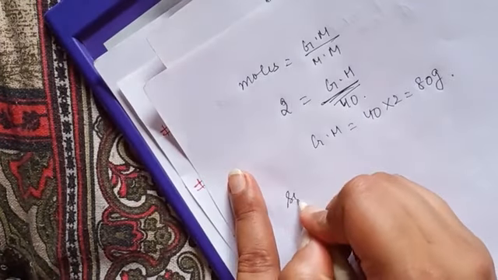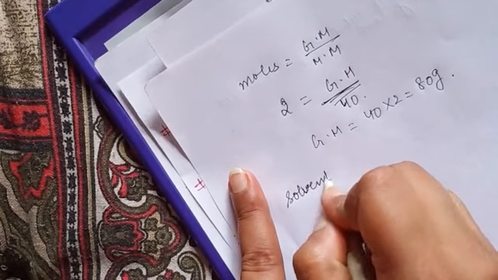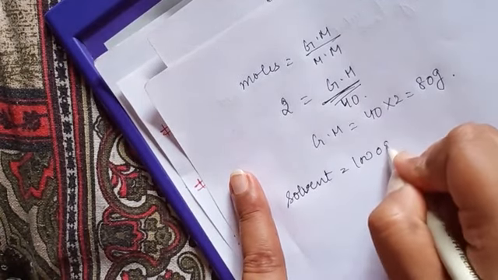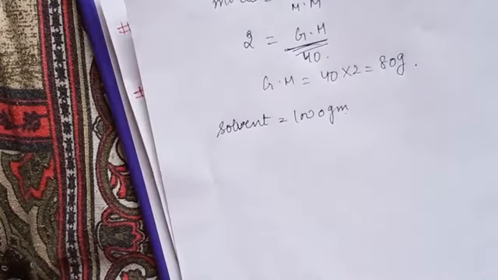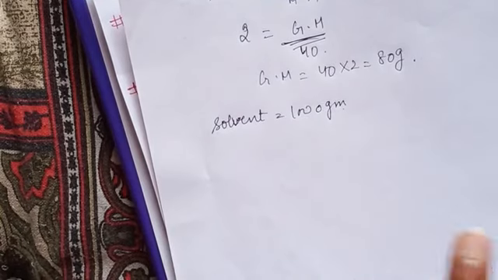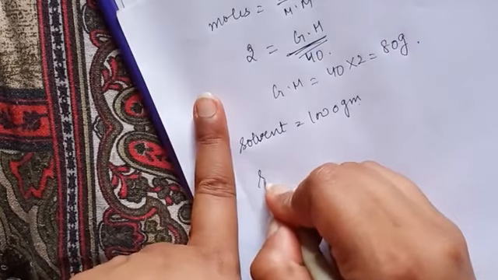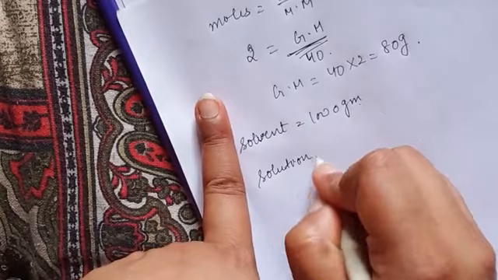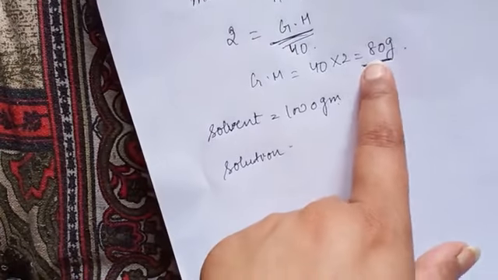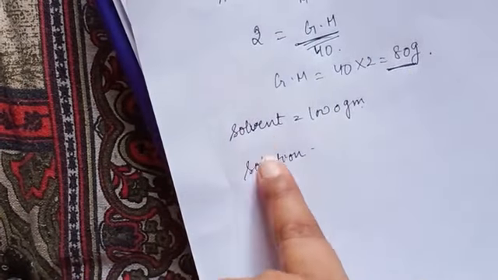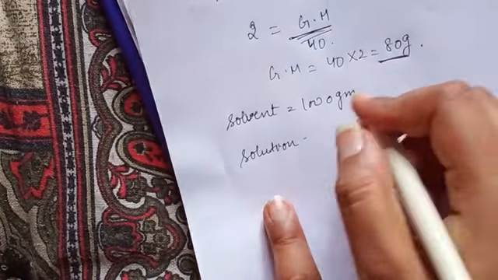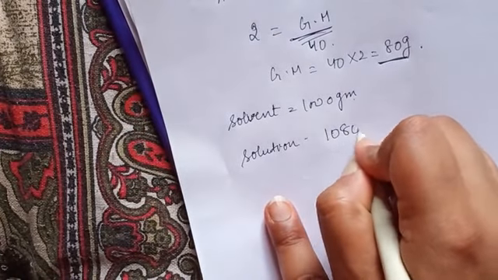Now the solvent mass was 1000 gram, as 2 molal means 2 moles in 1000 gram of the solvent. What will the mass of the solution be? We have found the mass of the solute, NaOH, and we already knew the solvent mass, so the mass of the solution is 1080 gram.